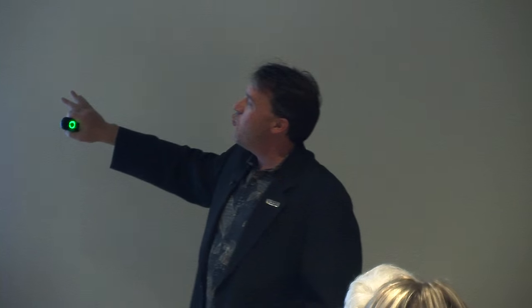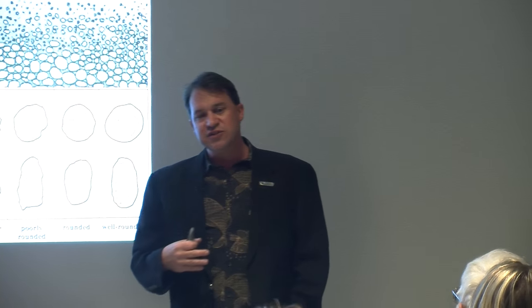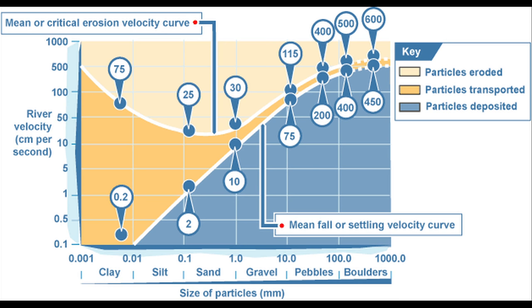So when we start to look at these individual sand grains and think about how they move and what causes them to move, we look at the velocity of the fluid. The diagram up in the upper left is the Hjulstrom diagram, and this is specifically keyed toward water flows. Across the bottom is the size of particle: clay, silt, sand, gravel, pebble, boulders. All of those have specific geologic definitions. Sand, which is what we're interested in, is in a size range from 63 microns to 2 millimeters. Up the vertical axis is the velocity of flow.